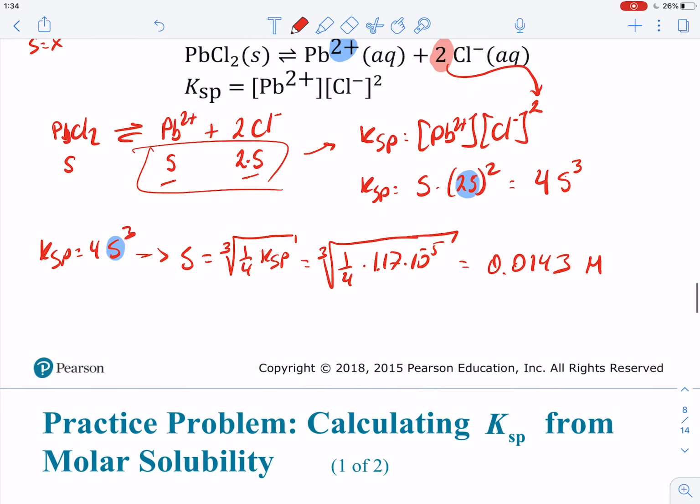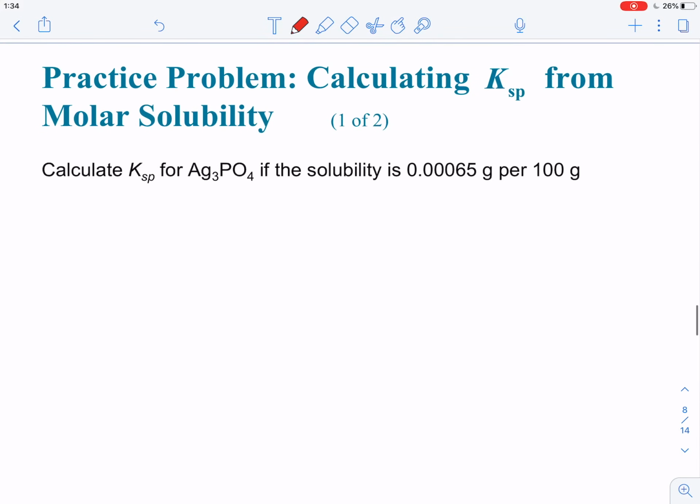Now, what if we do this the other way around? So if you have Ksp, you can calculate the solubility. If you have the solubility, you can calculate Ksp. So in this particular case, we don't have the molar solubility, right? And normally when you look at solubility tables, you don't see a molar solubility, but you see this type of data. So grams per a certain amount of water. So this is a low solubility, of course, but if you're going to calculate Ksp, then you need the molar solubility. So we need to convert these to molar solubility.